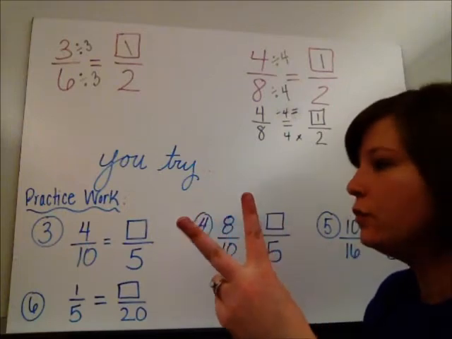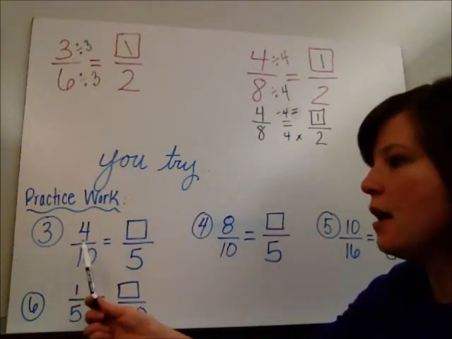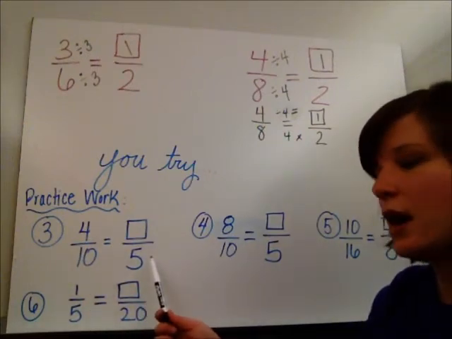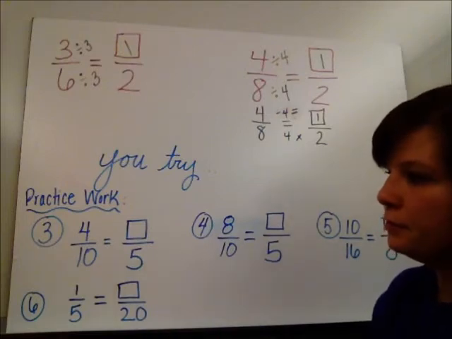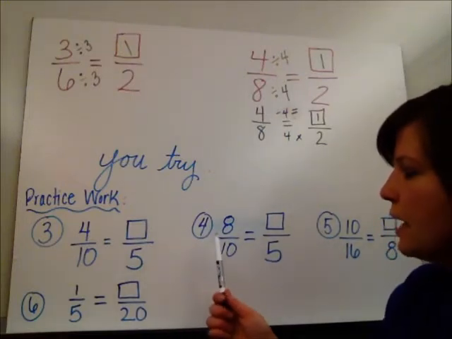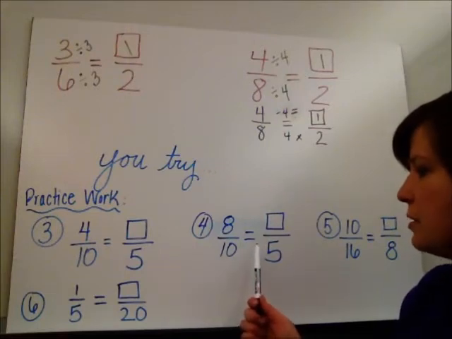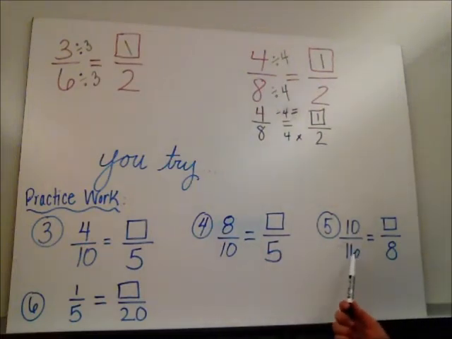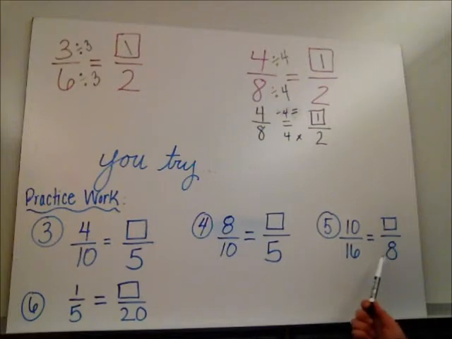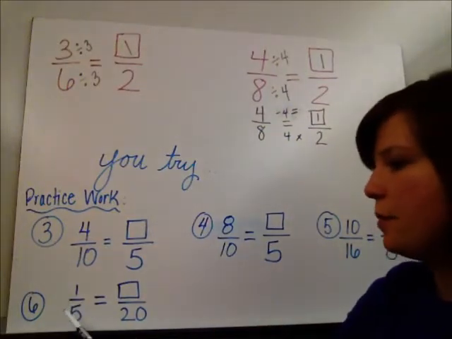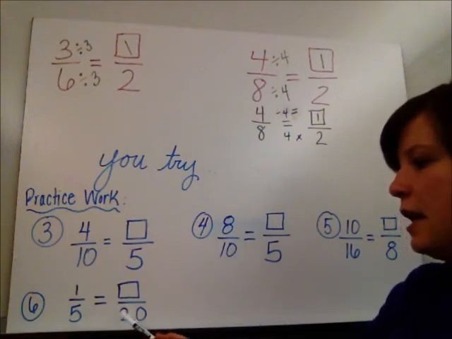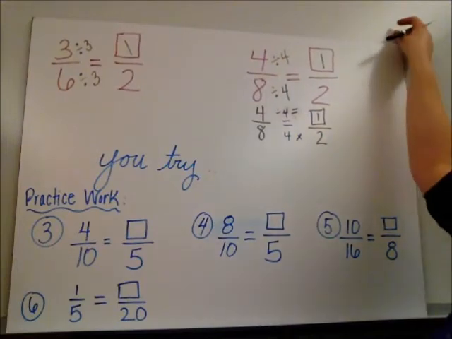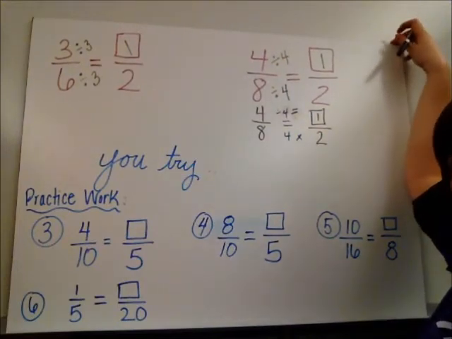So you've already done 2. So your number 3 problem is this. 4/10 is the same as some fifths. So how many fifths is that the same as? Number 4, 8/10 is the same as blank fifths. Number 5, 10/16 is the same as blank eighths. And then number 6, 1/5 is the same as blank 20ths. Go ahead and work those problems in your practice part of your note catcher.